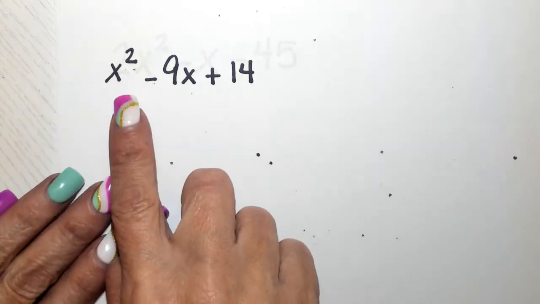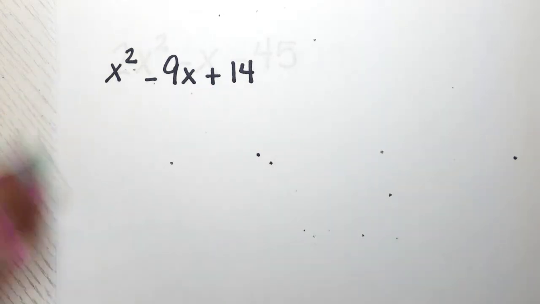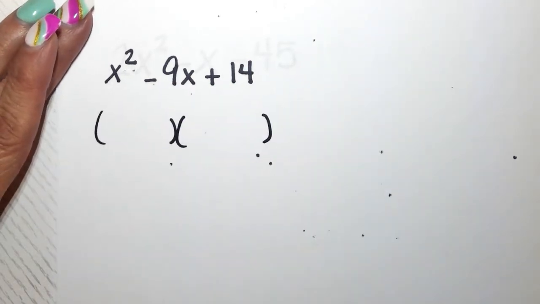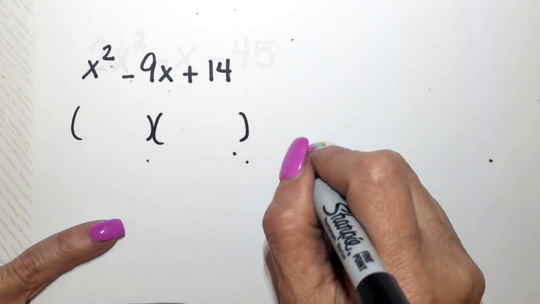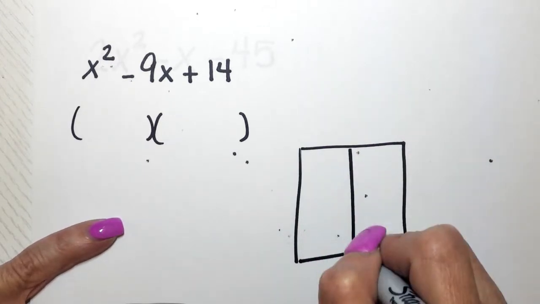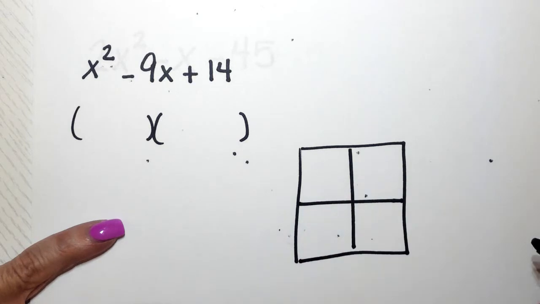So here we go. x squared minus 9x plus 14. The question on the table is, can you factor this? If I'm going to factor it, I want to draw the square box, and I want to try and factor this.